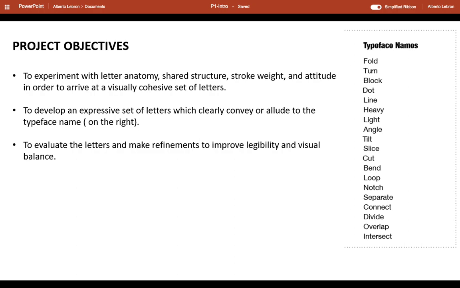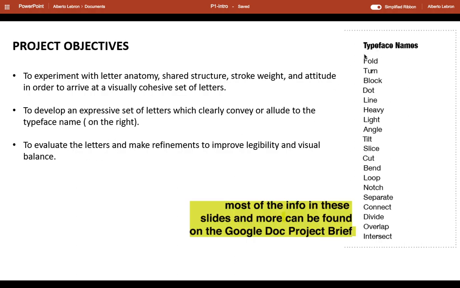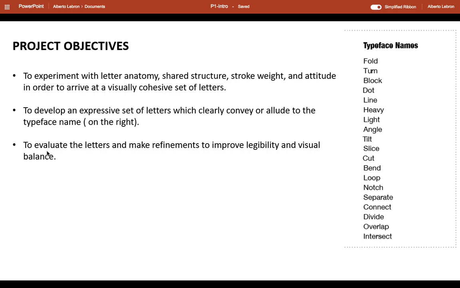The project objectives: to experiment with letter anatomy, shared structure, stroke weight, and attitude in order to arrive at a visually cohesive set of letters. To develop an expressive set of letters which clearly convey or allude to the typeface name. Typeface names that you can choose from are on the right, and you're going to pick from this list to come up with a typeface name, and then that's going to help you develop a keyword, and that keyword is what you're going to use to develop your letters. And then third is to evaluate the letters and make refinements to improve legibility and visual balance.